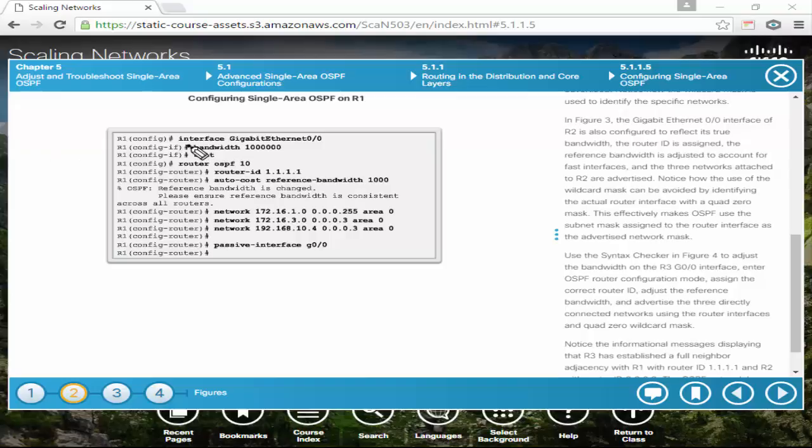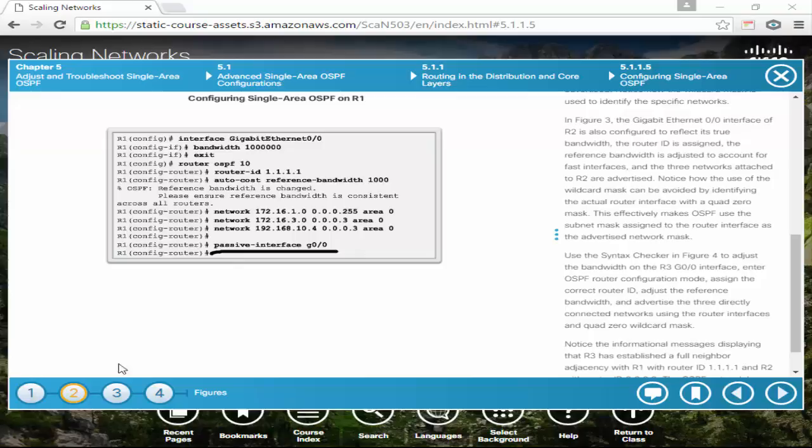Remember, the bandwidth command is useless. The only thing it's used for is cost in EIGRP or OSPF. It does not actually set a speed. It says, hey, on a routing protocol, this is what you're going to program as. So that's what that's doing. Auto cost, passive interface. This is going to not spread updates.